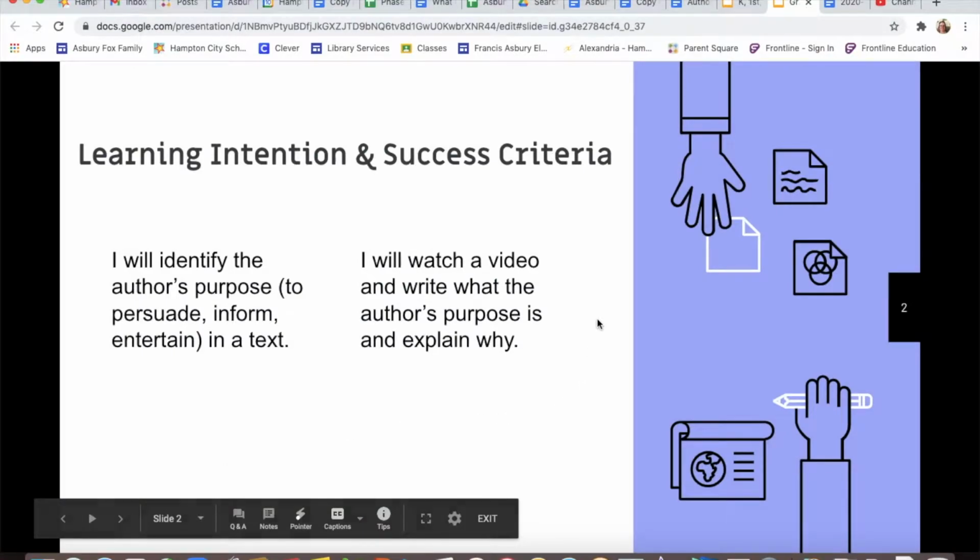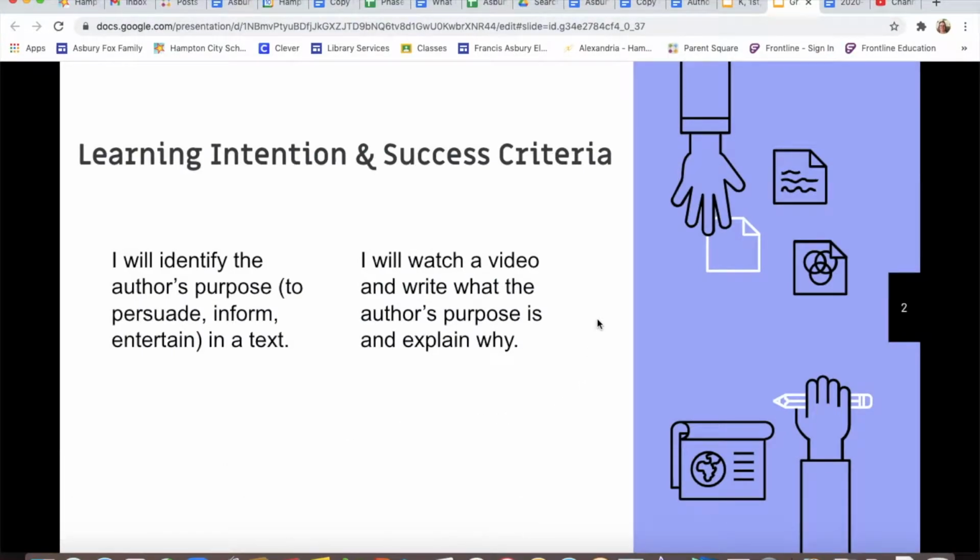Okay, your learning intention. I will identify the author's purpose, and there's 3 things to show purpose. It's either to persuade you, to inform you, or to entertain you in a text. And success is that you will watch a video and write what the author's purpose is and an explanation as to why you think it's that purpose.